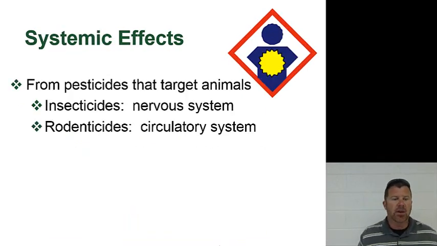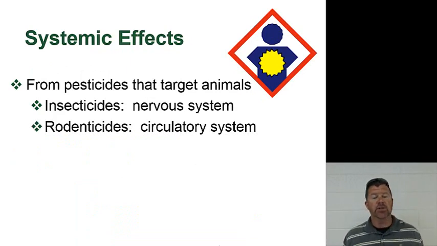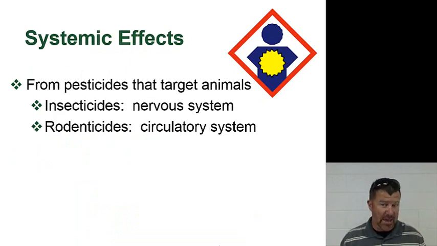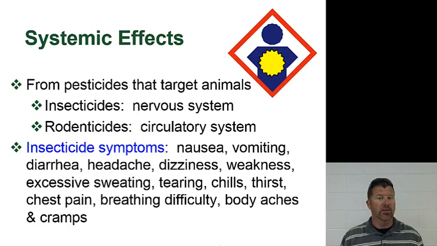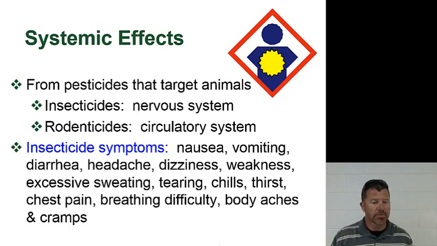Systemic effects from pesticides that target animals. Like we said in the previous slide, insecticides go after the nervous system, rodenticides go after the circulatory system, and if we're going after these types of pests and we're applying these pesticides without using proper safety precautions and personal protective equipment, and we become exposed to it, if we're applying an insecticide, our nervous system is going to be affected. If we're putting out the rodenticide, our circulatory system is going to be affected. Not what you want to be exposed to.